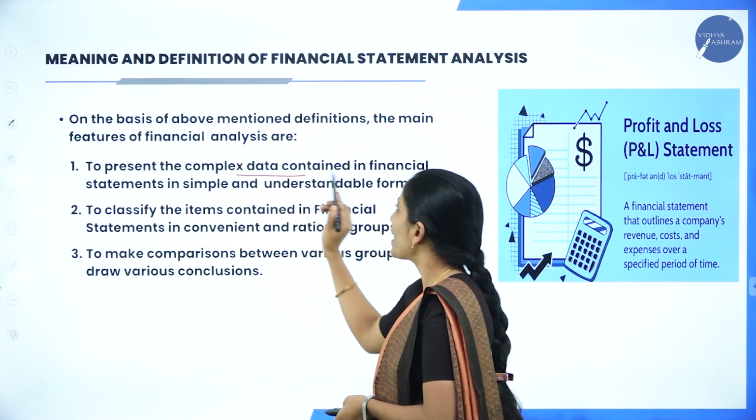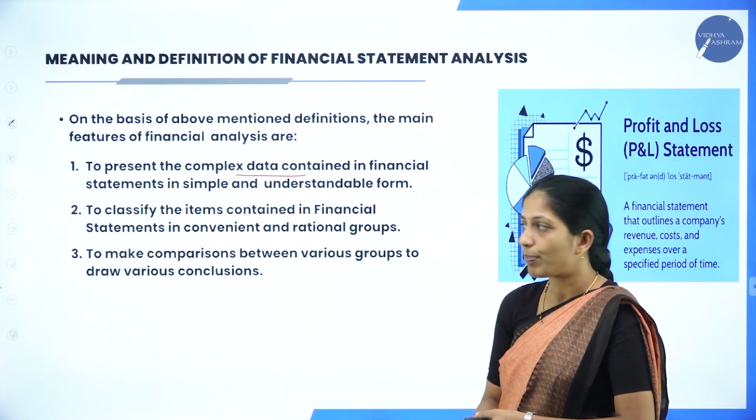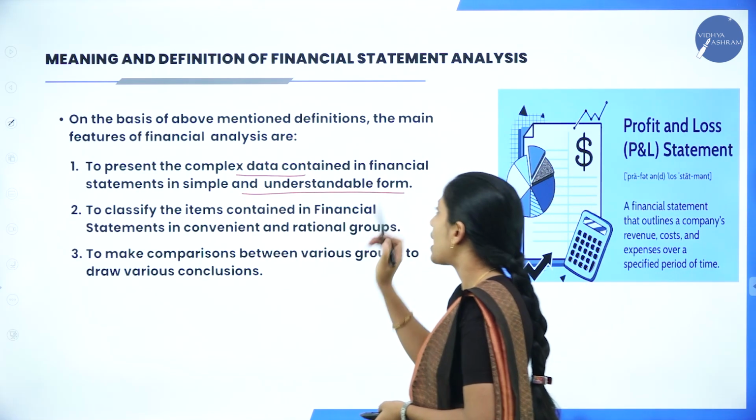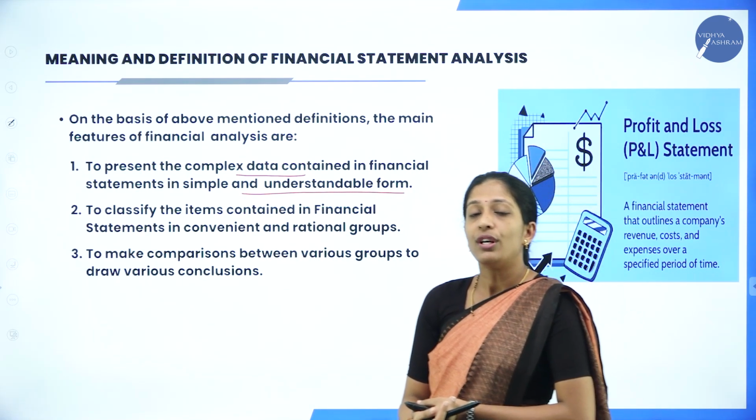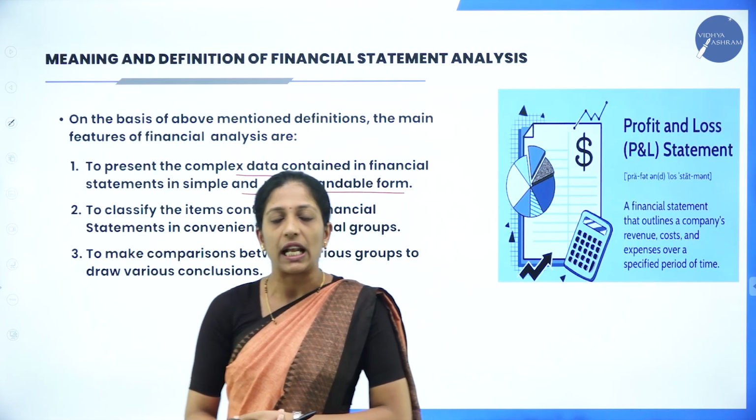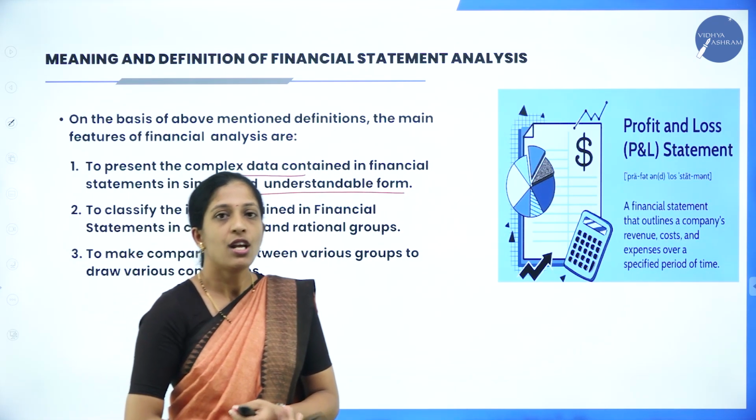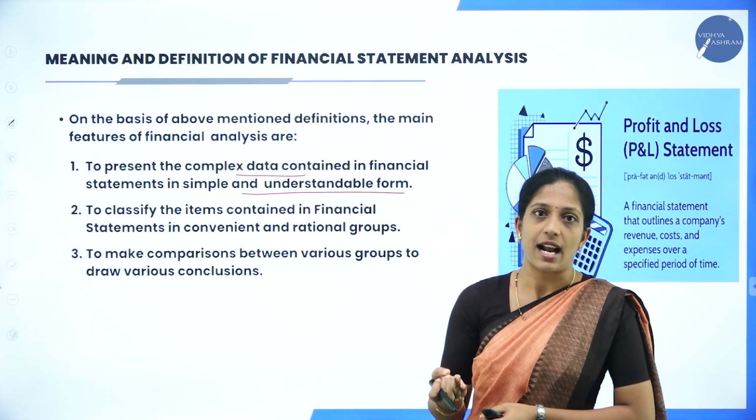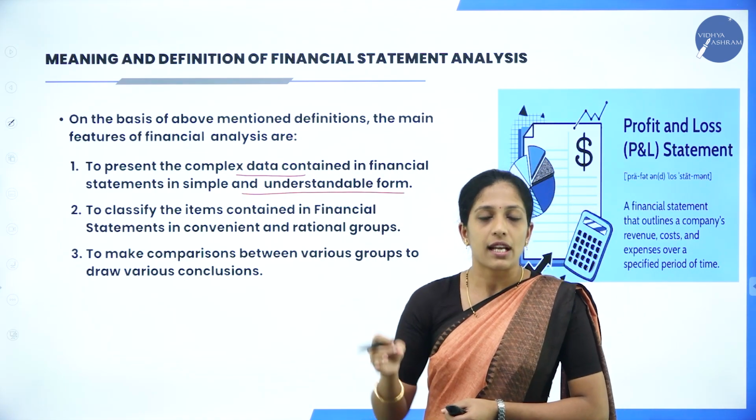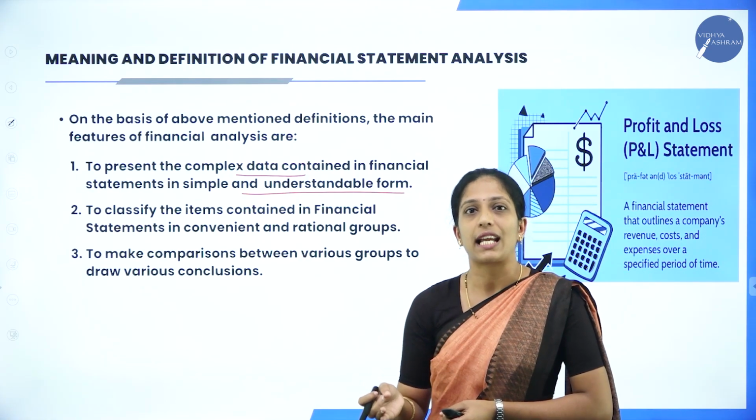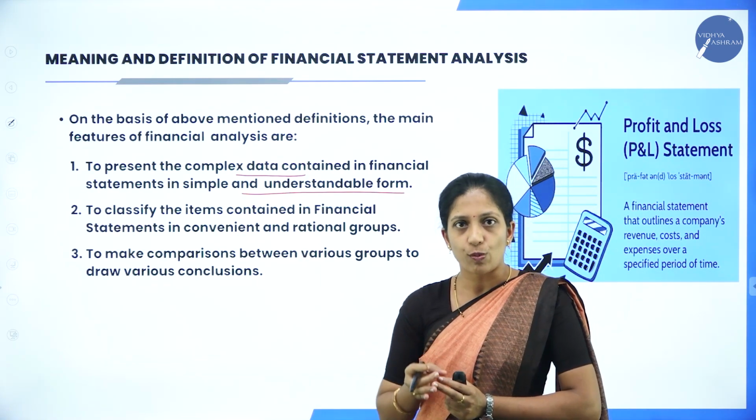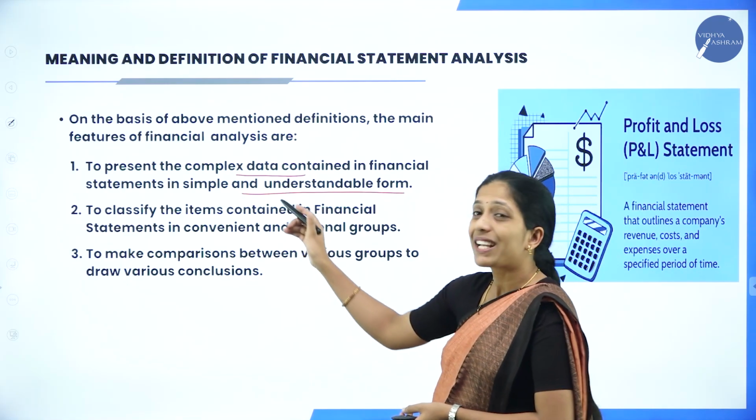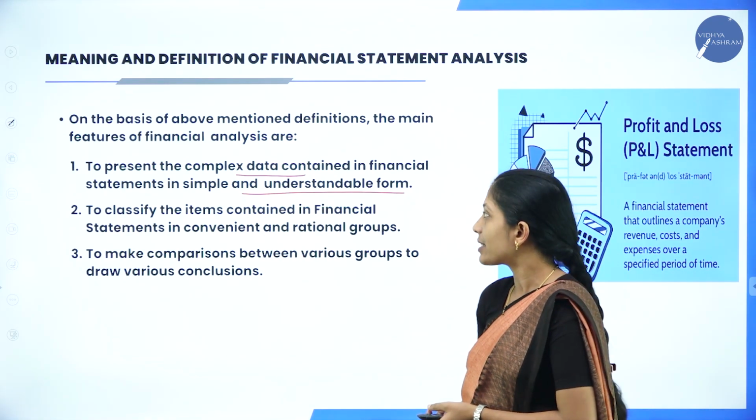To present the complex data contained in the financial statement in a simple and understandable form. I have told you, once the data which is there in the financial statement, we are going to group them. By grouping, what happens? It can be easily understandable. By grouping the data in the financial statement based on their nature, we are grouping them into small groups so that it becomes simple as well as understandable.